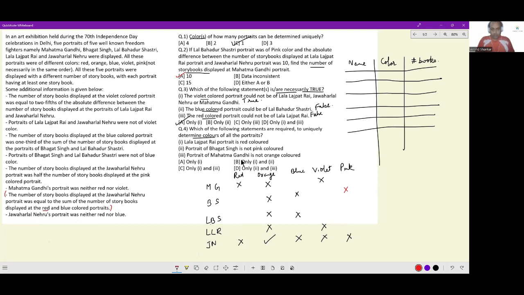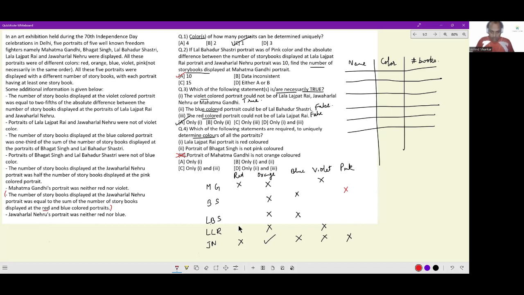Statement 3, portrait of Mahatma Gandhi is not orange. This is absolutely a useless piece of information. I already know Jawaharlal Nehru is orange. So this statement does not give me any new information. This is useless. So now the only option left for us to check is checking statements 1 and 2 together.